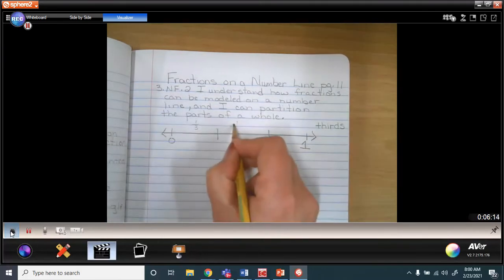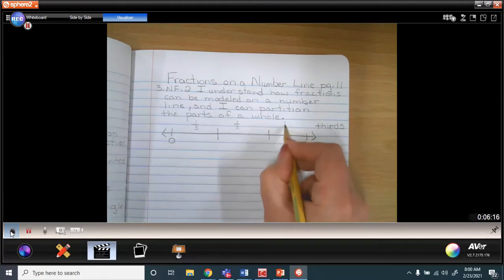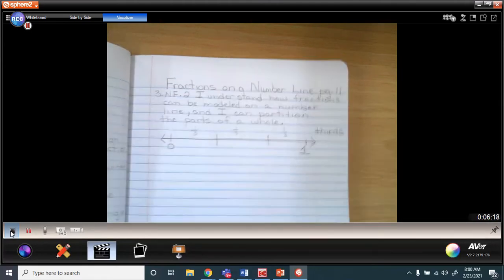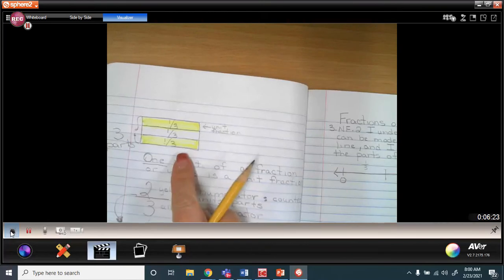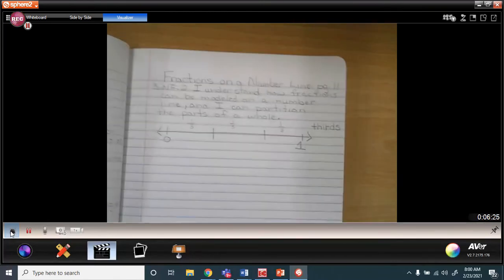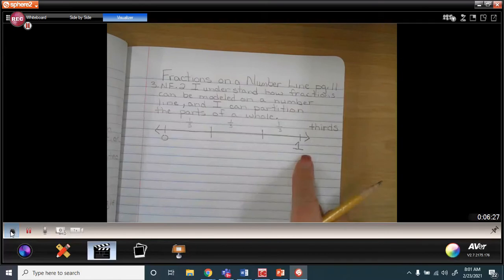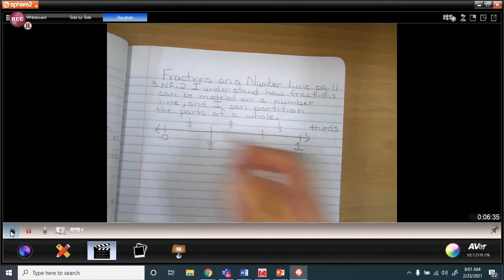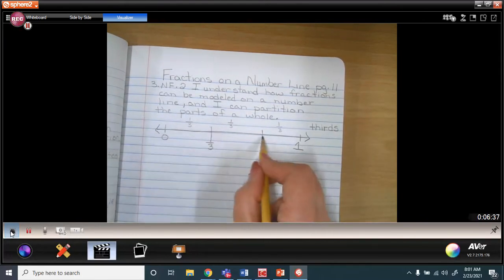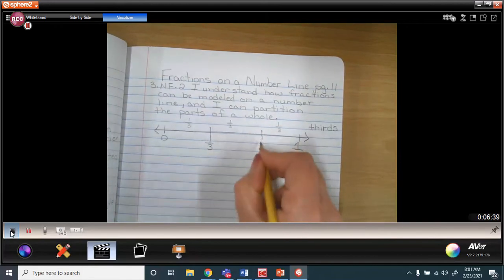And each one of these is going to be 1/3 of the whole. Just like if you were to think of 1/3 of a rectangle, well, this is going to be 1/3 on a number line. 1/3, 1/3, 1/3. From here to here is a 1/3 piece. From here to here would be 2/3.